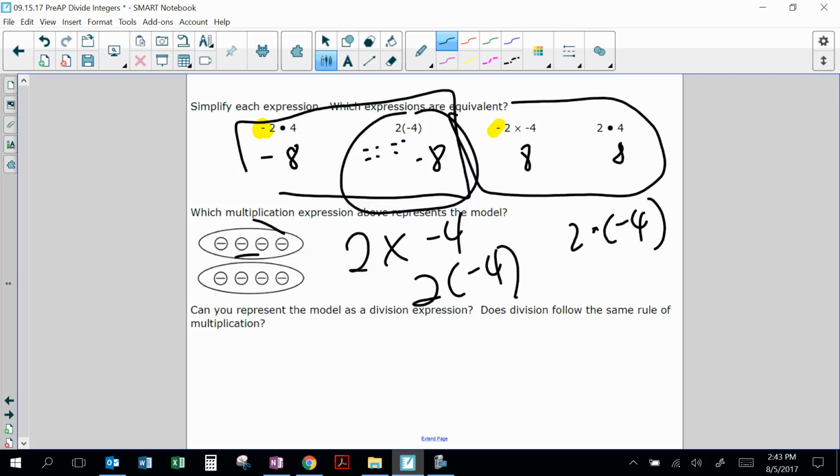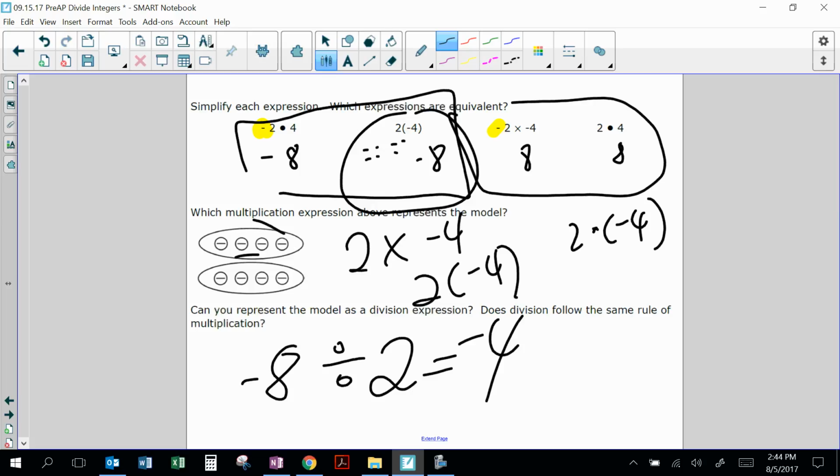Can you represent the model as a division expression? Does division follow the same rule of multiplication? So I started with how many negatives? 8 negatives. It's divided into two equal groups. Each group has 4 negatives.